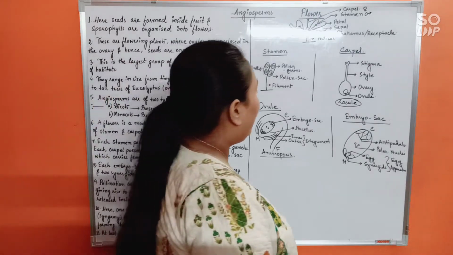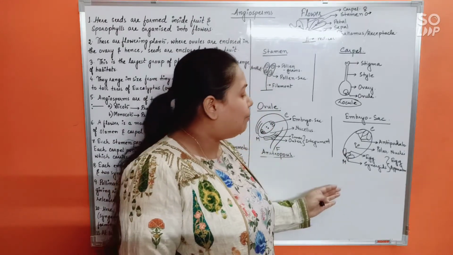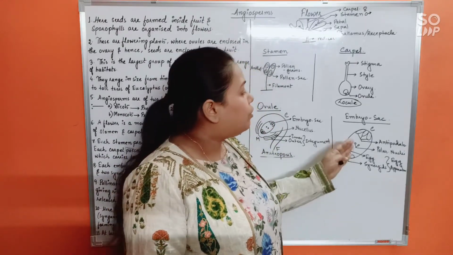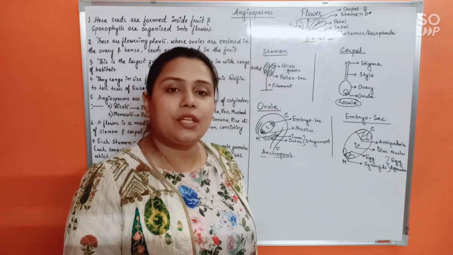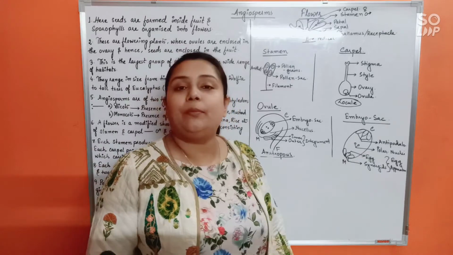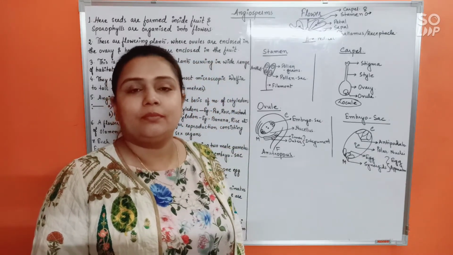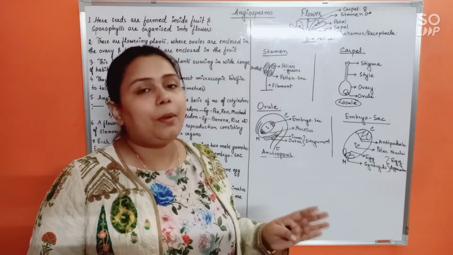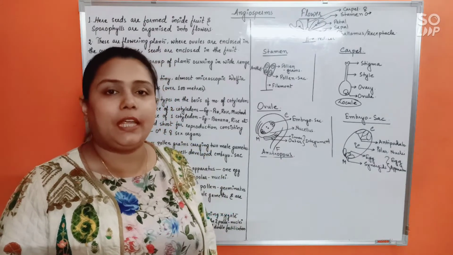Fine. An embryo sac would eventually look like this. It will have an egg apparatus towards the micropyle, 3 antipodals towards the chalaza, and 2 polar nuclei at the center. Each and every cell present in the embryo sac would be haploid. That's it. So all the parts are clear. Now let's see finally how the reproduction would take place.